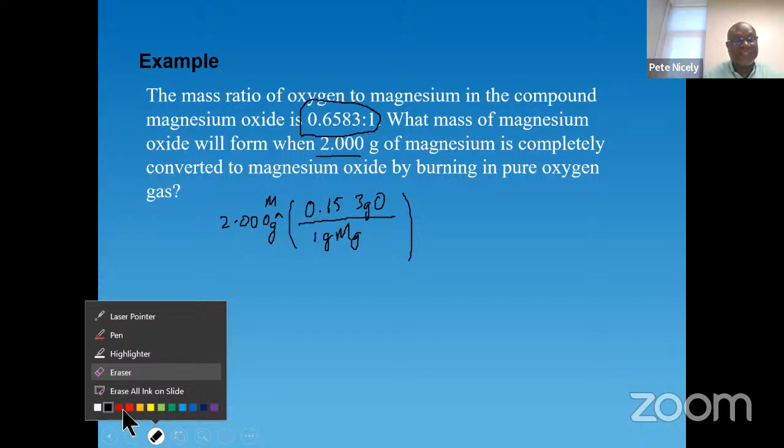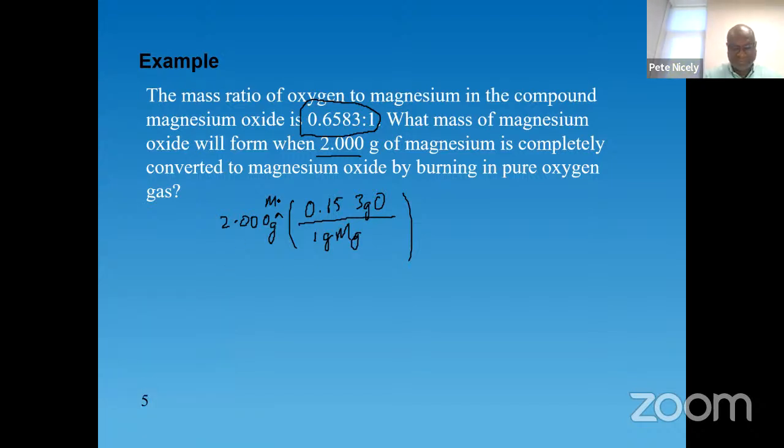Okay, let me redo this here. So this is magnesium and 0.6583 grams of oxygen, right? So let me get my calculator and work this out. So it's going to be 2.000 times 0.6583. And according to my calculation, this works out to be equal to 1.31, how many sig figs? 4 sig figs. So this should be 1.317 grams of oxygen, all right?